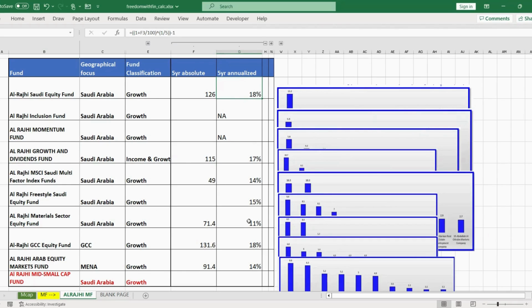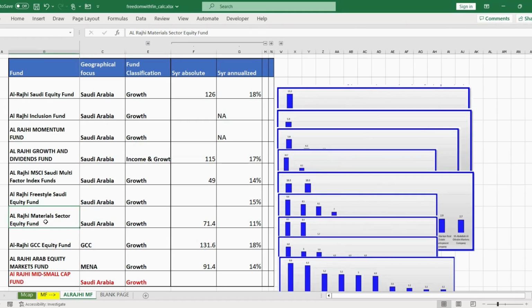So it's somewhere between 11% to 18% is what you will see across the mutual funds. Doesn't mean that the one with 11% is bad. If you read the name, it's AlRajhi Materials Sector Equity Fund, which is a thematic fund that I was explaining in the last video. Thematic funds are highly cyclical, so maybe these 5 years were not the best for the materials sector, but maybe the next 5 years could give you as high as 30%, 40% as well.